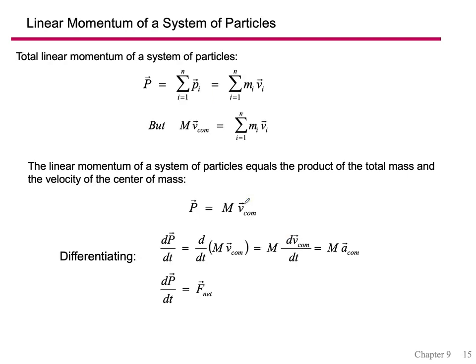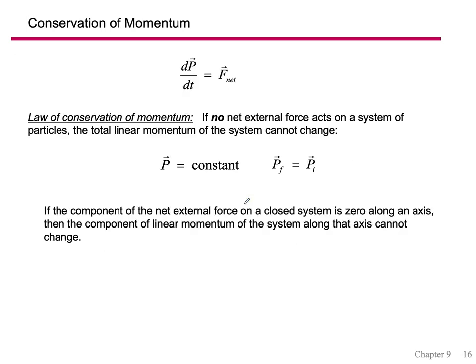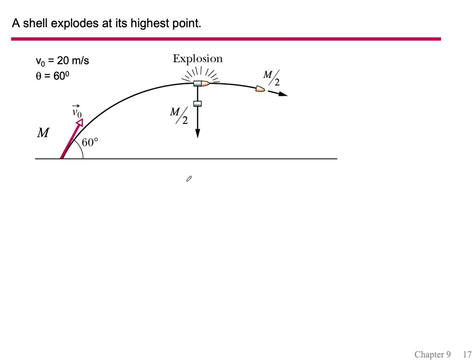Again, I'm going to skip by that. If no external force acts on a system of particles, the total linear momentum cannot change. Why? If this is equal to 0, that means that dp, the change of momentum with respect to time, is also equal to 0, which is kind of cool.